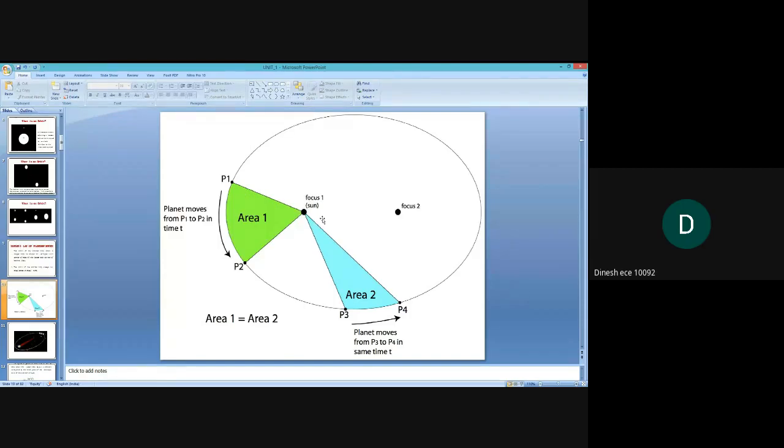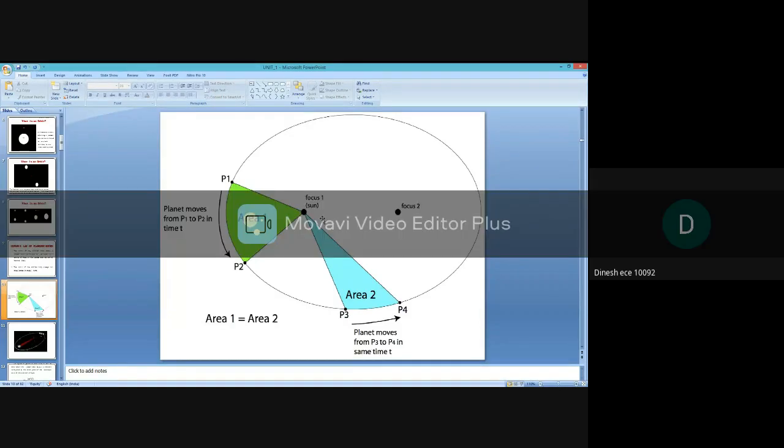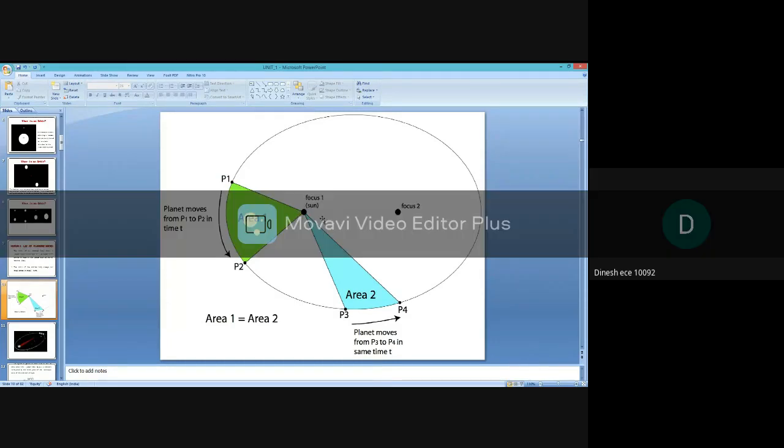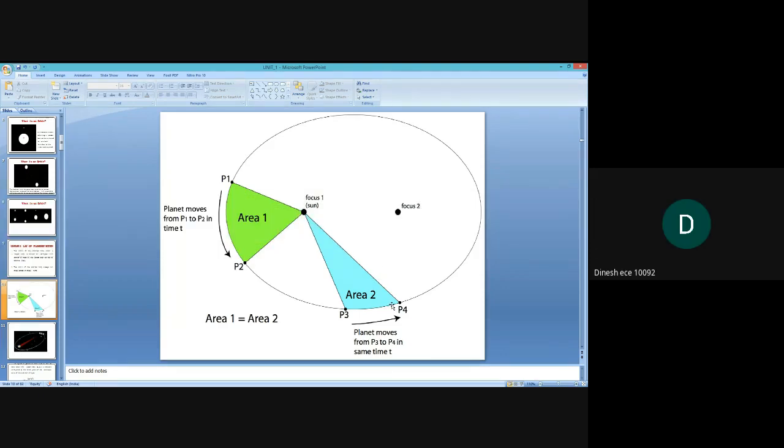The planet moves from one point to another, consider from P1 to P2. We take that as area 1. The same planet orbiting the sun is measured over the same time, from P3 to P4 in an elliptical path, and the area covered will be equal to the area covered from P1 to P2. You can see from the diagram that the green area is equal to the blue area. So area 1 and area 2 will be equal.